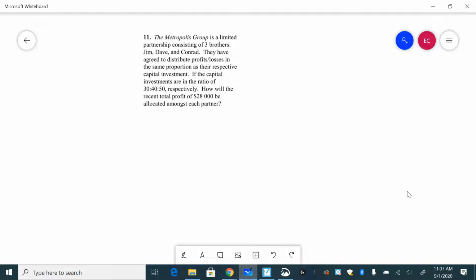All right, let's look at this. This is number 11. So we've got three brothers, Jim, Dave, and Conrad, and they agree to distribute profits and losses. And so if the capital investments are in a ratio of 30, 40, 50, okay, so that's for each person. So 30 for Jim, 40 for Dave, and 50 for Conrad.